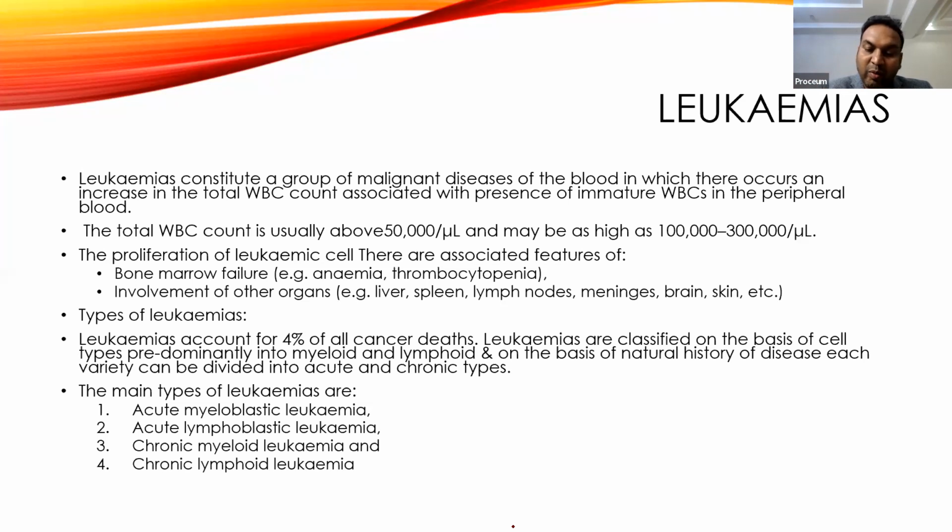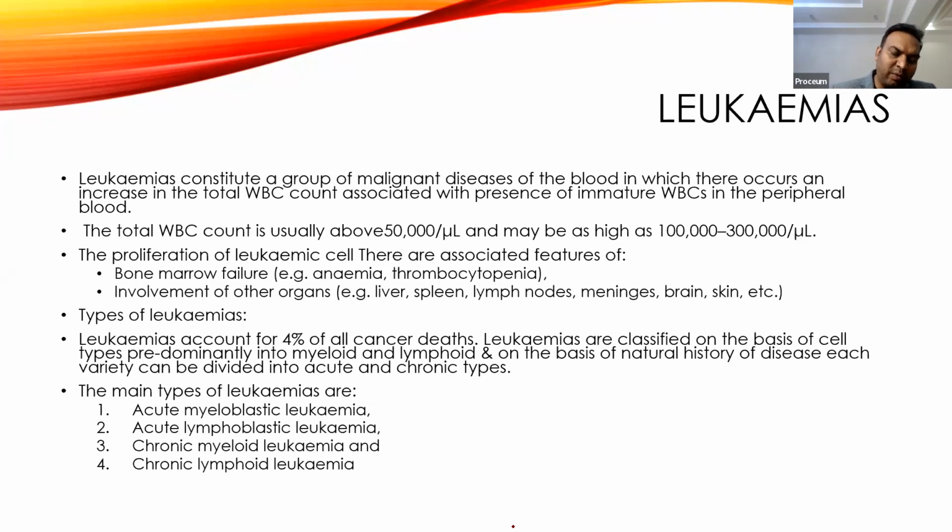Depending upon what type of cell is proliferating, leukemia can be divided: if a myeloid lineage cell proliferates, we call it myeloid leukemia. If a lymphocytic cell proliferates, we call it lymphoid leukemia. And depending upon the duration, if changes occur immediately, we call it acute leukemia. If it takes months to years, we call it chronic leukemia.